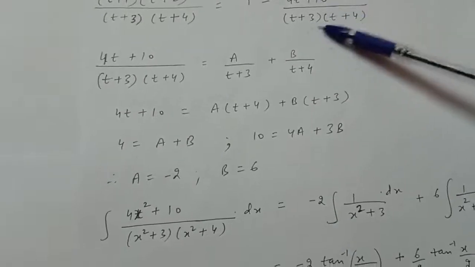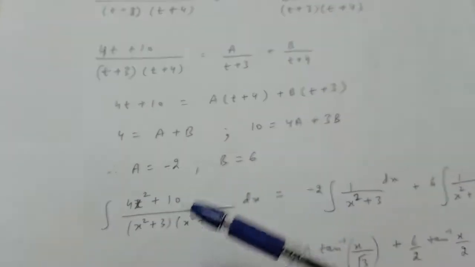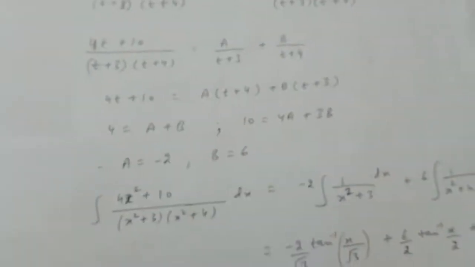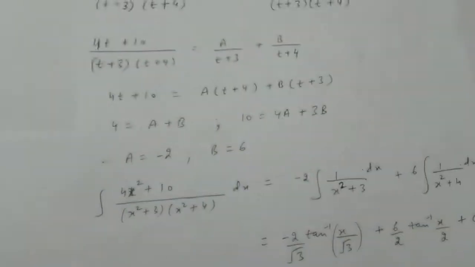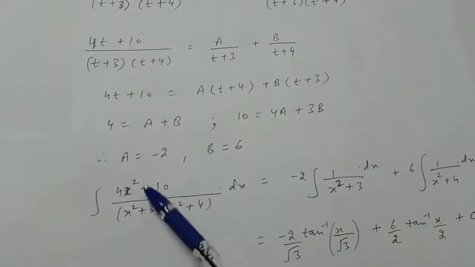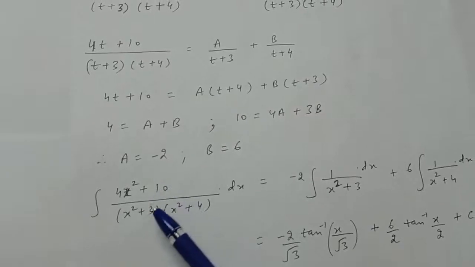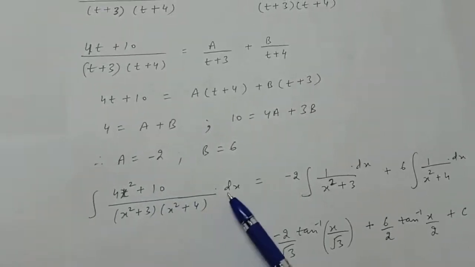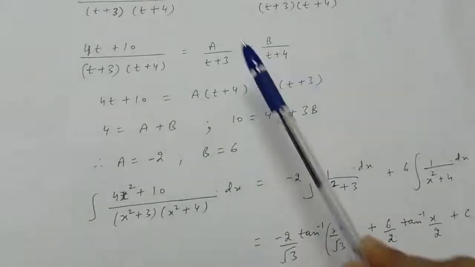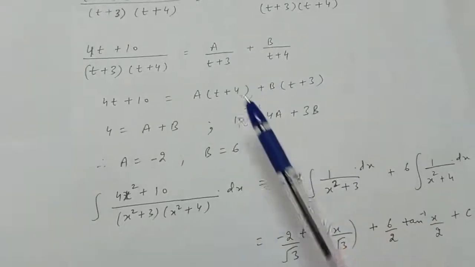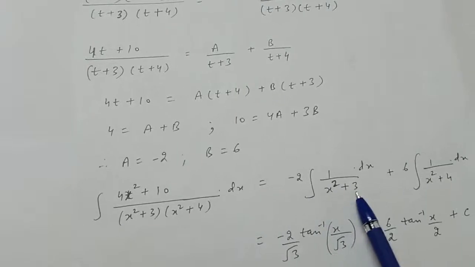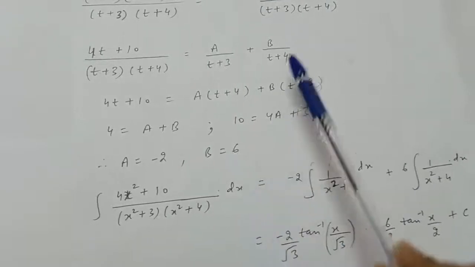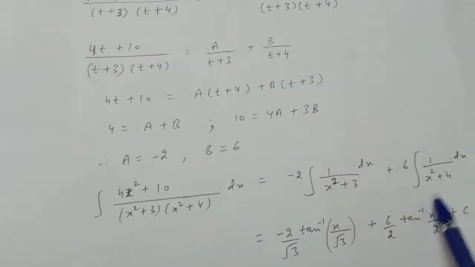Now the integral value of this function, which is in actual this, because we let x square as equal to t. So in place of t, write down x square. So the integral of (4x square plus 10) upon (x square plus 3) into (x square plus 4) dx is equal to now -2 upon x square plus 3 plus 6 upon x square plus 4.